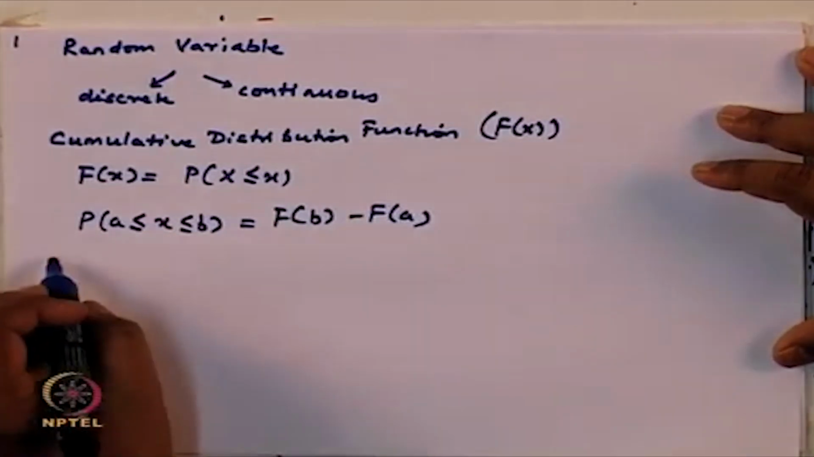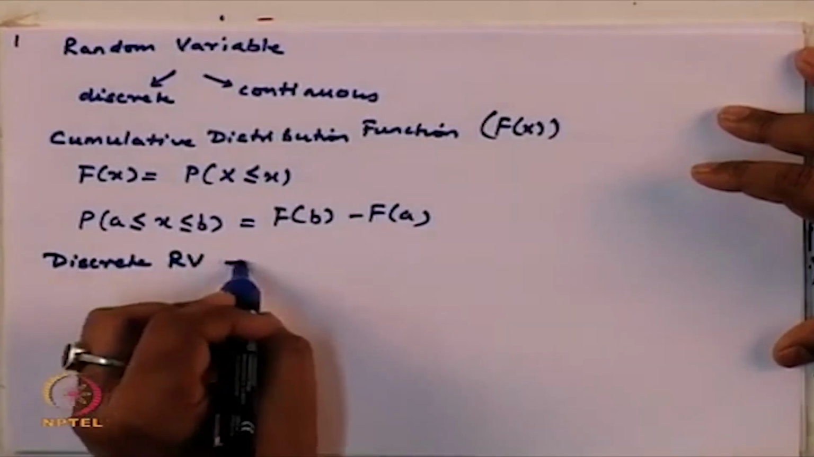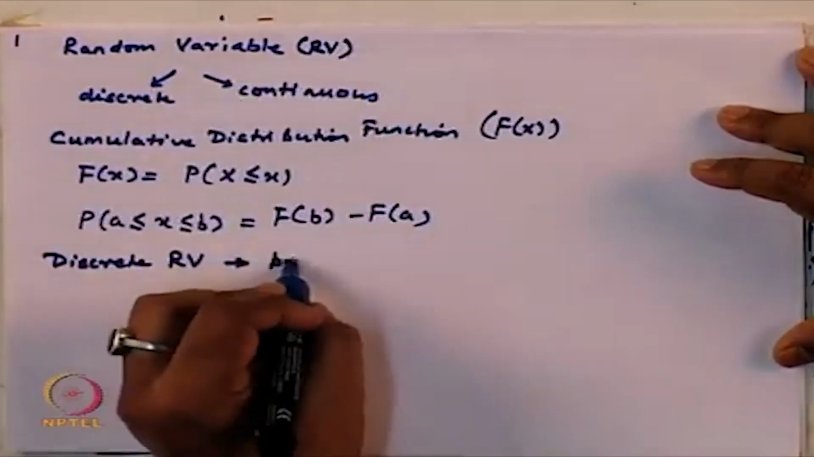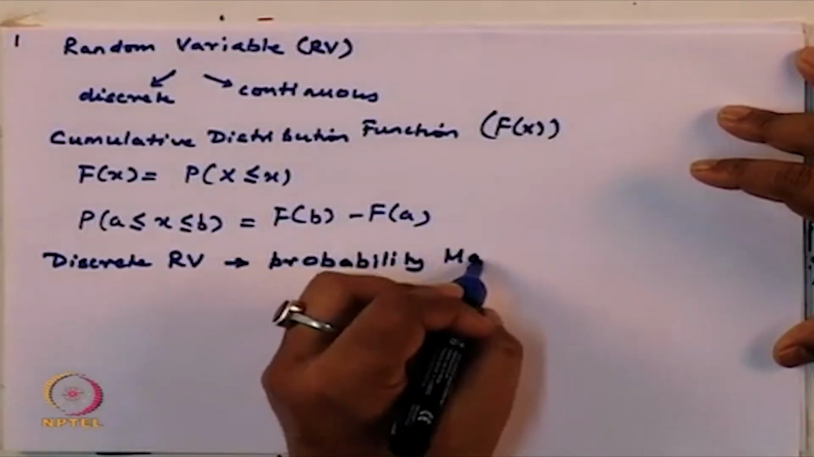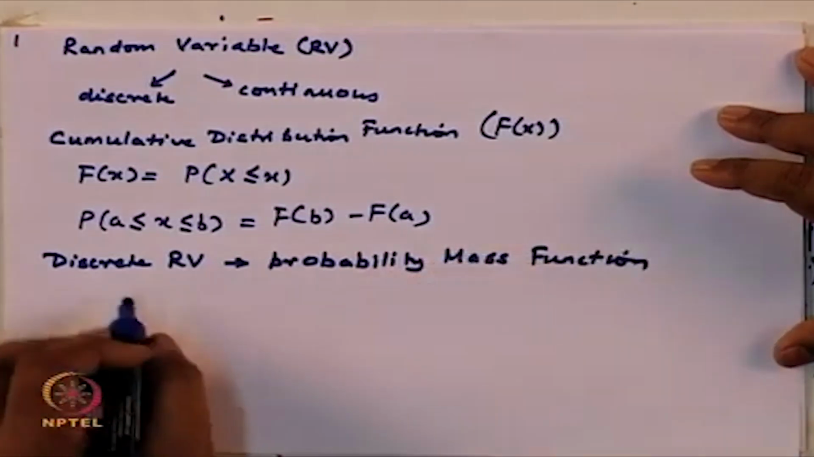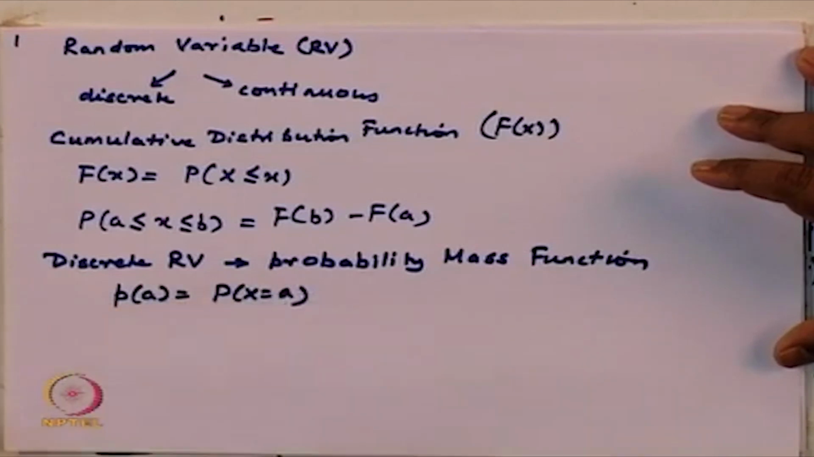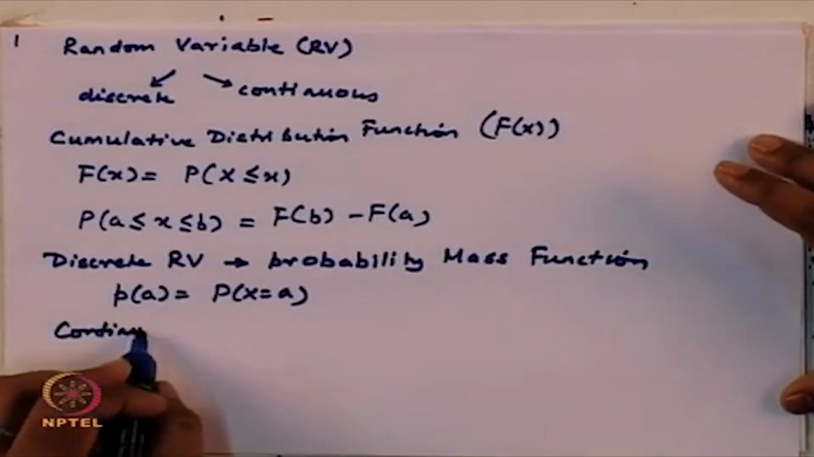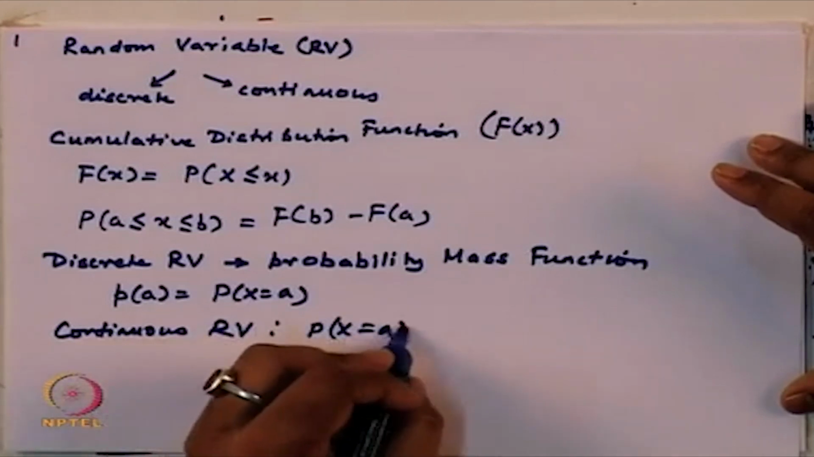Okay. For a discrete random variable, RV, so I will put RV in short, you can define a probability mass function, which is nothing but P of a is given by the probability of X equal to a. Okay. But for a continuous random variable, the probability of X equal to a is always 0.